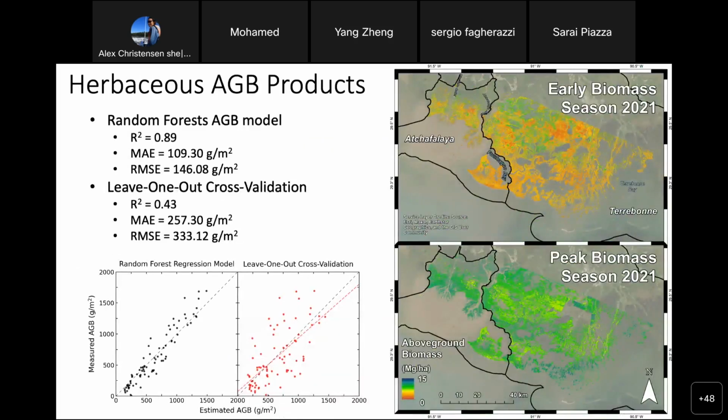So these are our herbaceous vegetation above ground biomass products from both the early biomass season and the peak season. The overall model achieves an R squared of 0.89 and a mean absolute error of 109.3 grams per meter squared. And then for validation, we used a simple leave one out cross-validation approach to look at the direction and magnitude of the errors. And you can see the results here in the scatter plot. And if you want more detail, all that data is also on the ORNL DAAC page for this data set.